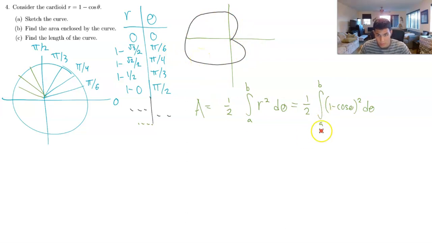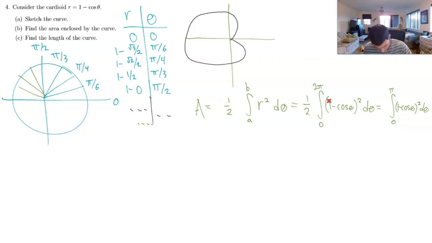b to a is 0 to 2 pi, so I'll write that there, 0 to 2 pi. This is the same integral. What we usually want to do is use symmetry, just so you don't have to do as much work. And it's the exact same thing: integral of 1 minus cosine theta squared d theta. So this is that integral, and we'll do it.